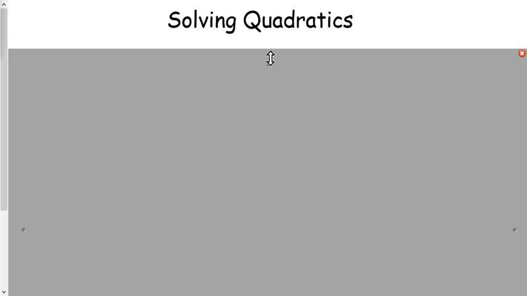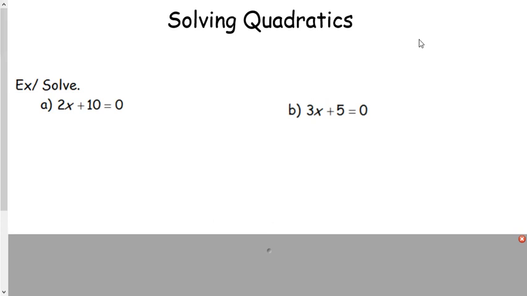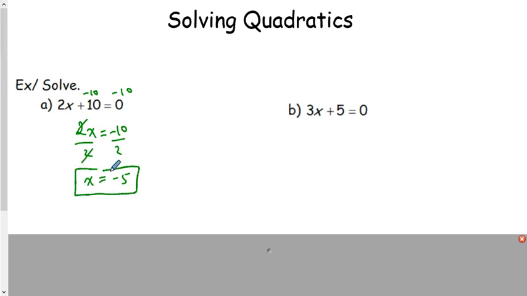Let's start with something that we're a little more familiar with. Let's start with solving linear equations. So here's a couple of linear equations, and let's see if we can solve for x in these equations. So for my first one, I say, okay, 2x plus 10 equals 0. I'm going to subtract 10 from both sides. So I'm left with 2x equals negative 10. And then I can divide both sides by 2. 2 divided by 2 is 1, so we end up with x equals negative 10 over 2, that's negative 5. So x is negative 5. And I could sub that back into my equation if I wanted to check it.